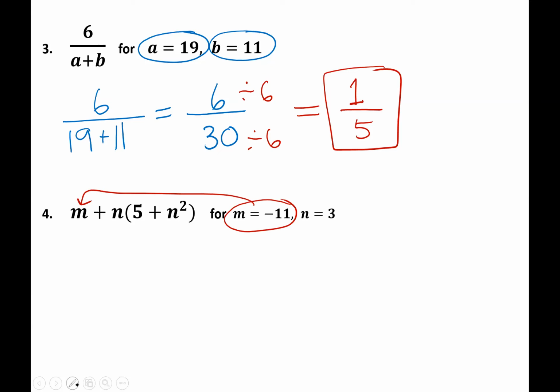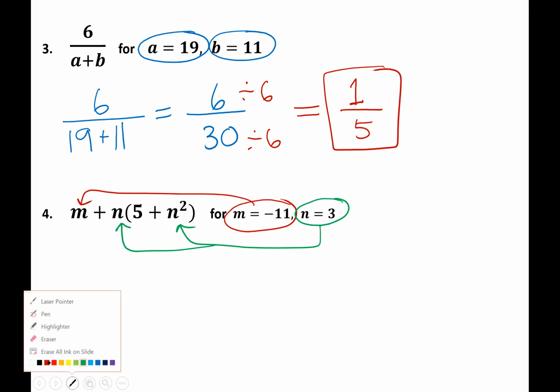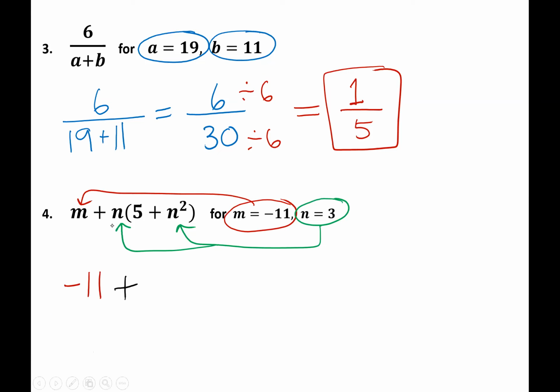N is 3. And there are 2 different places where we will be plugging in that number 3, because there are 2 different places where there is an n in the problem. Okay, so let's rewrite it. Here we go. So instead of m, let's write -11, then plus, instead of n, let's write 3.